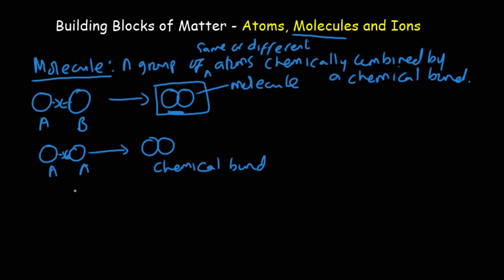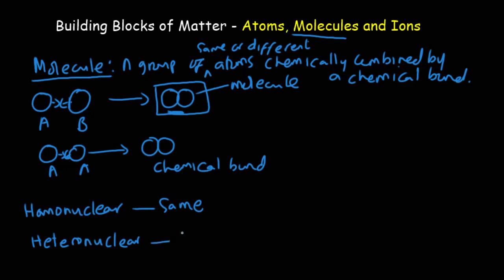Now, there are two broad categories of molecule, which are homonuclear molecule and heteronuclear molecule. A homonuclear molecule is a molecule produced by combining same atoms. All right. So a homonuclear molecule is a molecule produced by combining same atoms. And a heteronuclear molecule is a molecule produced by combining different atoms.